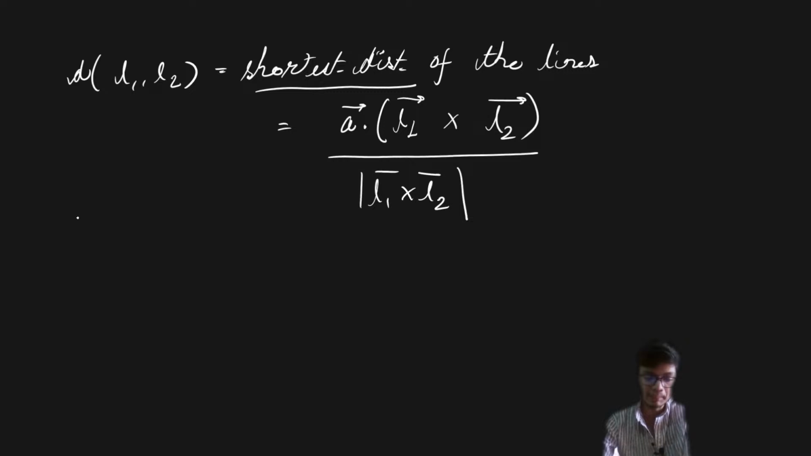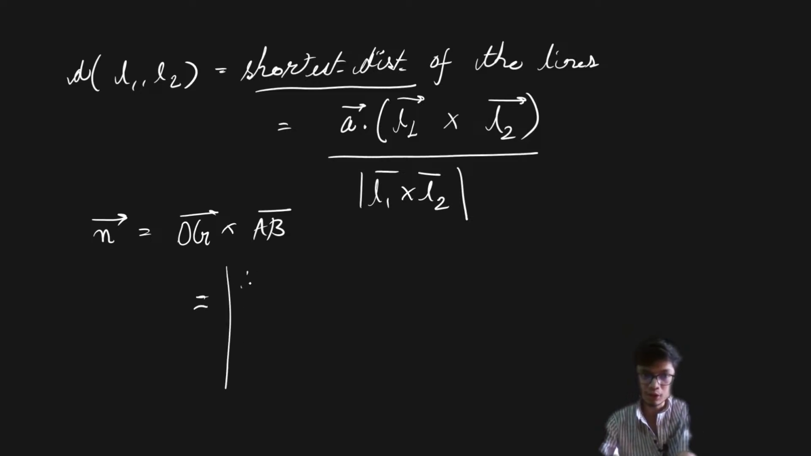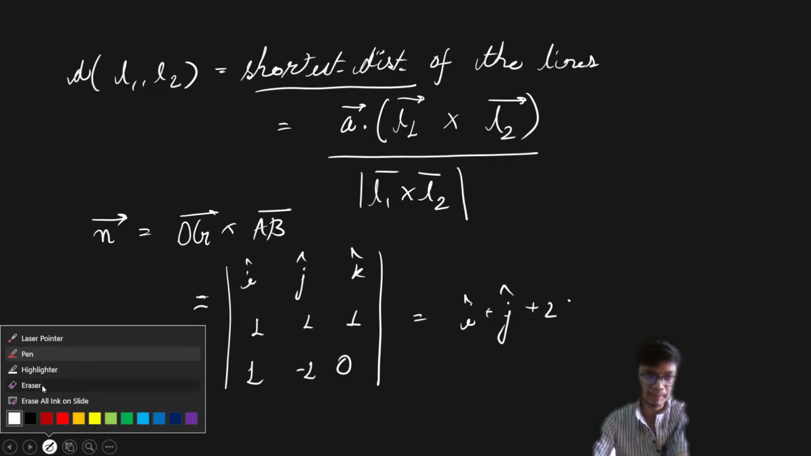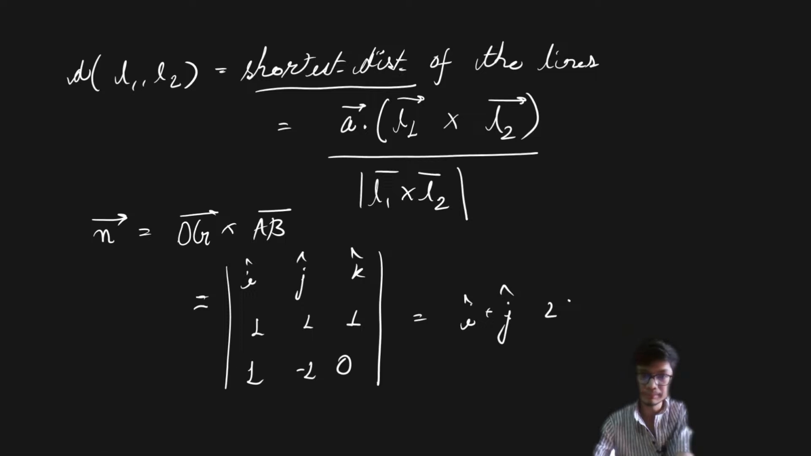So if you look over here, if I take up any line, let us find out, first of all, what is the normal to that particular line. The normal to the particular lines can also be given as OG vector cross AB vector. If I do that cross product, let us try to solve it. The cross product result is going to come out as i cap plus j cap minus 2k cap. So this is going to be the normal vector to these particular lines OG and AB.